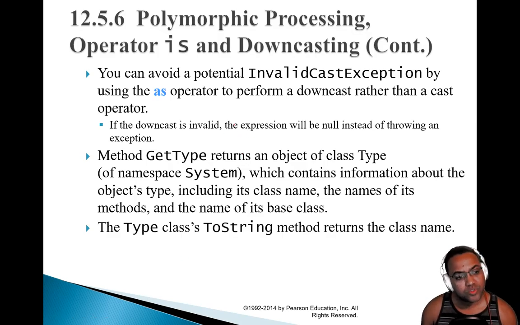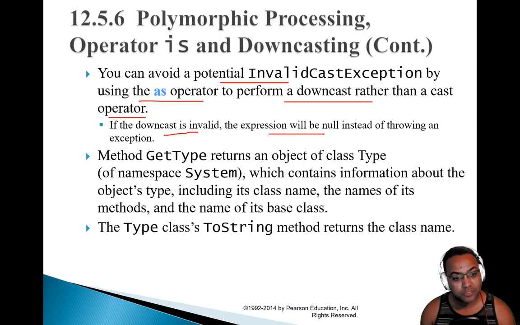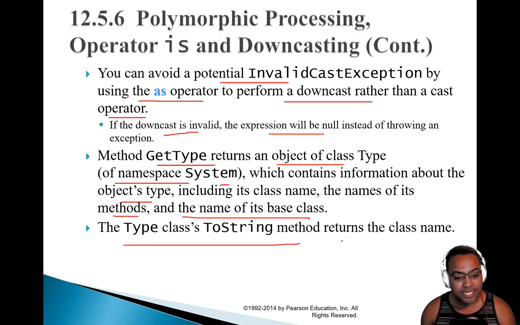You can avoid a potential invalid cast exception by using the as operator to perform a downcast rather than a cast operator. If the downcast is invalid, the expression will be null instead of throwing an exception. The method GetType returns an object of class Type of namespace System, which contains information about the object's type, including its class name, the names of its methods, and the name of its base class. The Type class's ToString method returns the class name.